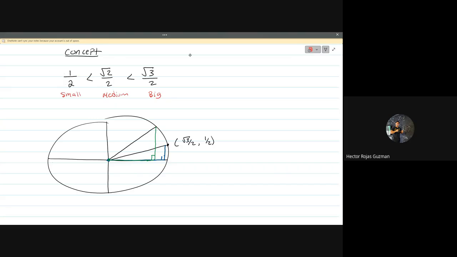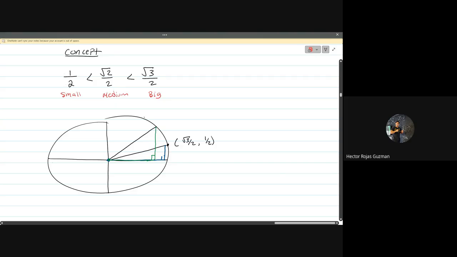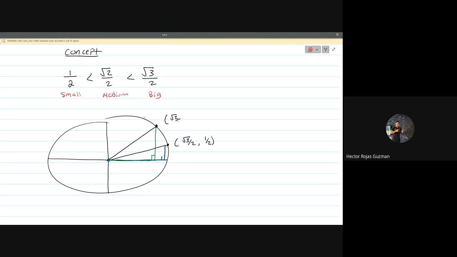So your coordinate is going to be made up of the two medium fractions. Radical 2 over 2, radical 2 over 2.